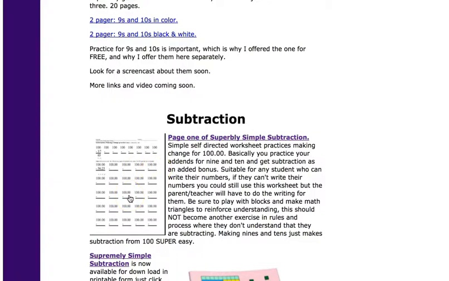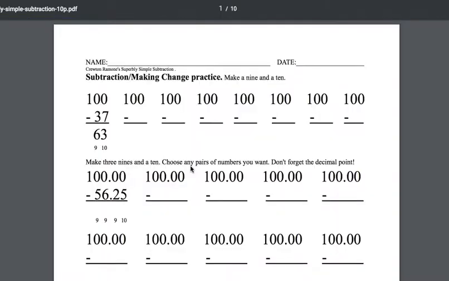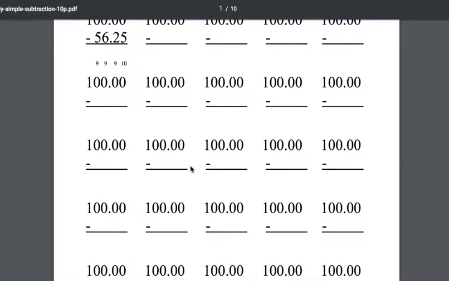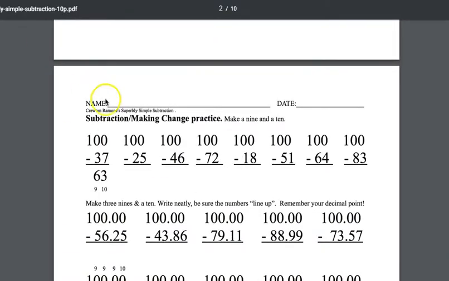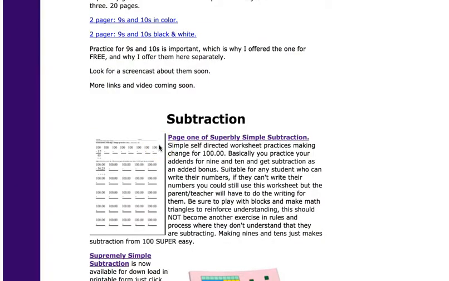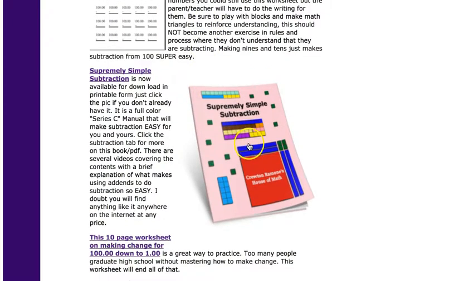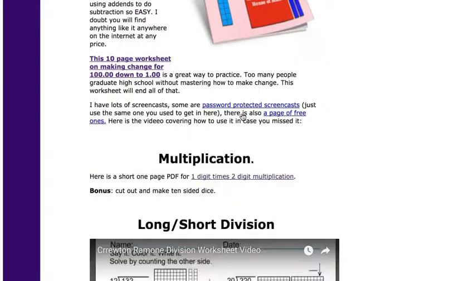It used to be there, but they got eaten because of Java and some arguments between Screencast-O-Matic and developers. But anyway, there is a worksheet here for making change, and I'll give you the skinny on that here. Soon there'll be a video. Here's my book, Supremely Simple Subtraction. This is the printable version right here.